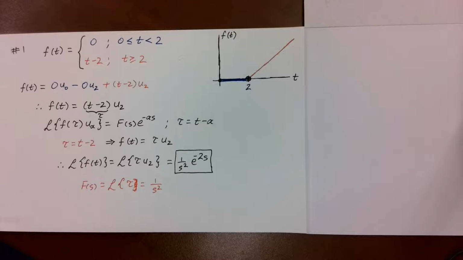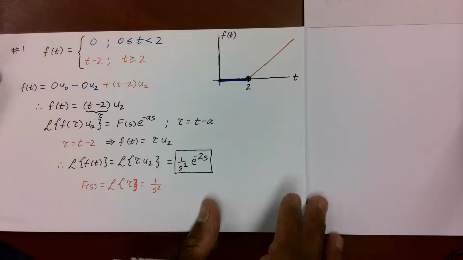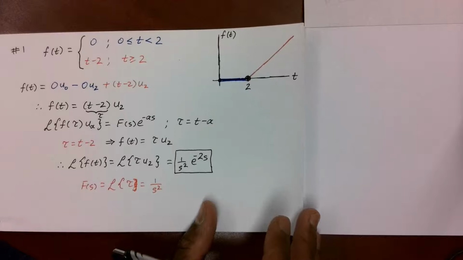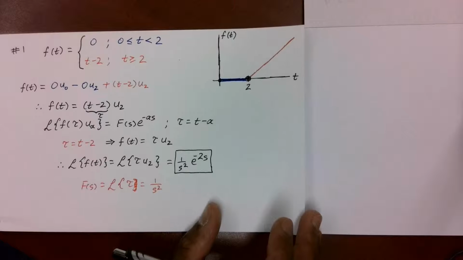Previously, we looked at the Laplace transform of a piecewise function where f of t was either 0 or t minus 2. It was 0 on the domain of 0 to 2 and was t minus 2 on the domain of 2 to infinity.